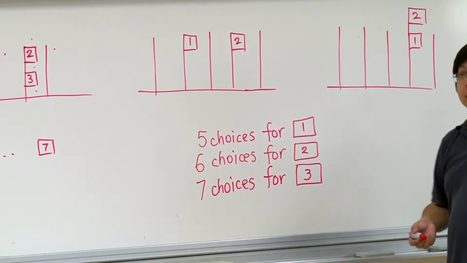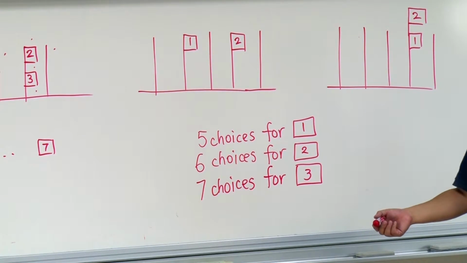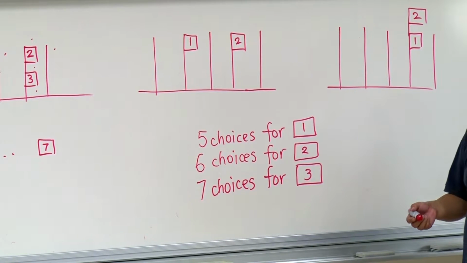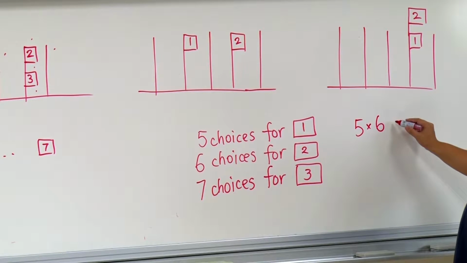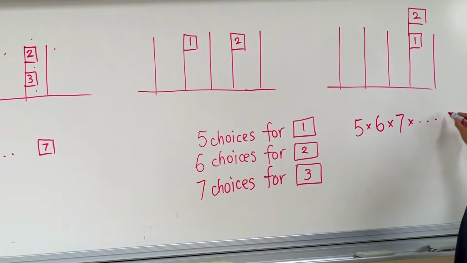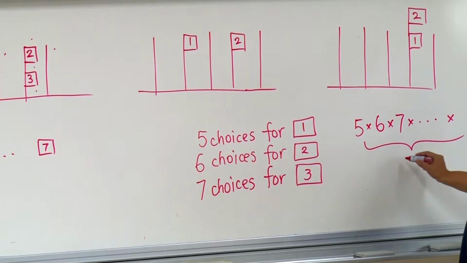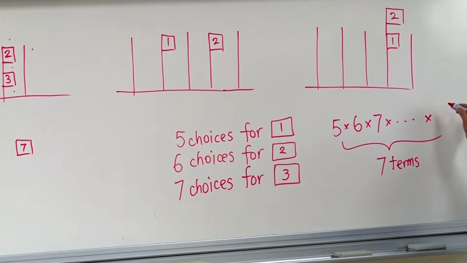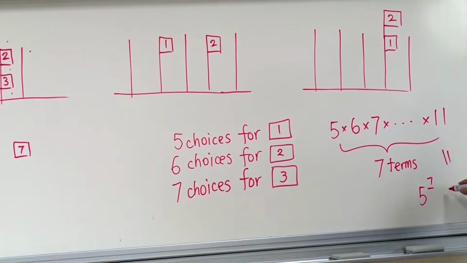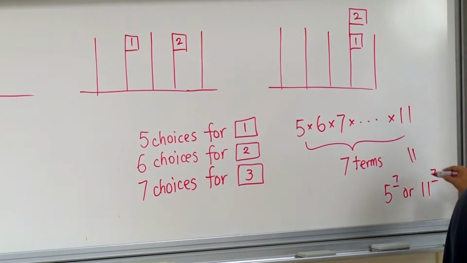Is that okay? So if you believe this case, run it in your mind. If you believe this is true, then 5 choices for the first flag, 6 choices for the second, 7 choices for the third, and so on and so forth. We need to have altogether 7 terms here, because there are 7 flags, right? So the last one will be what? 11? Something like this, 11. So you can write this as 5, you go up, or you can write 11, you go down. Is that okay?